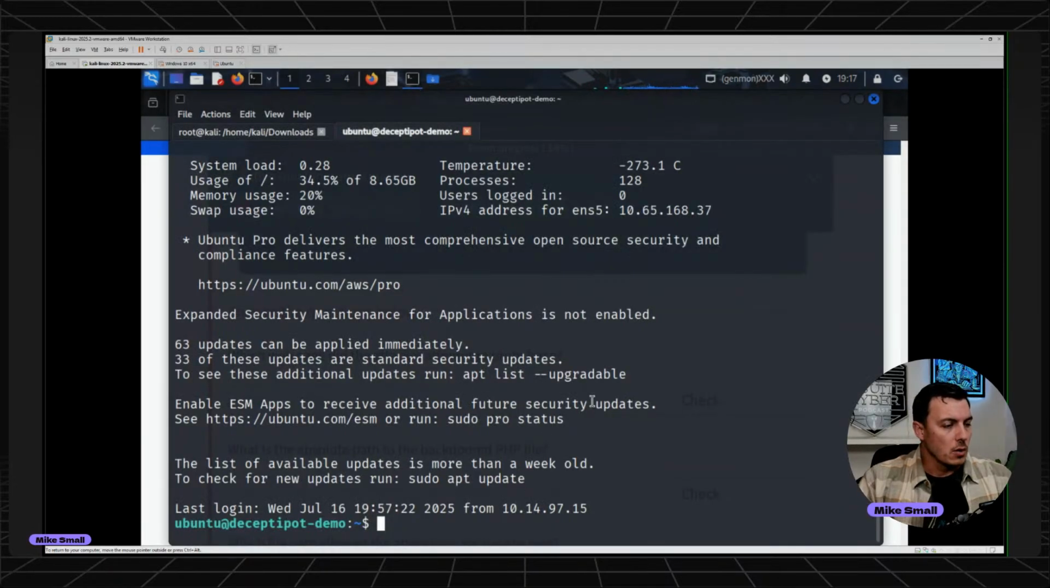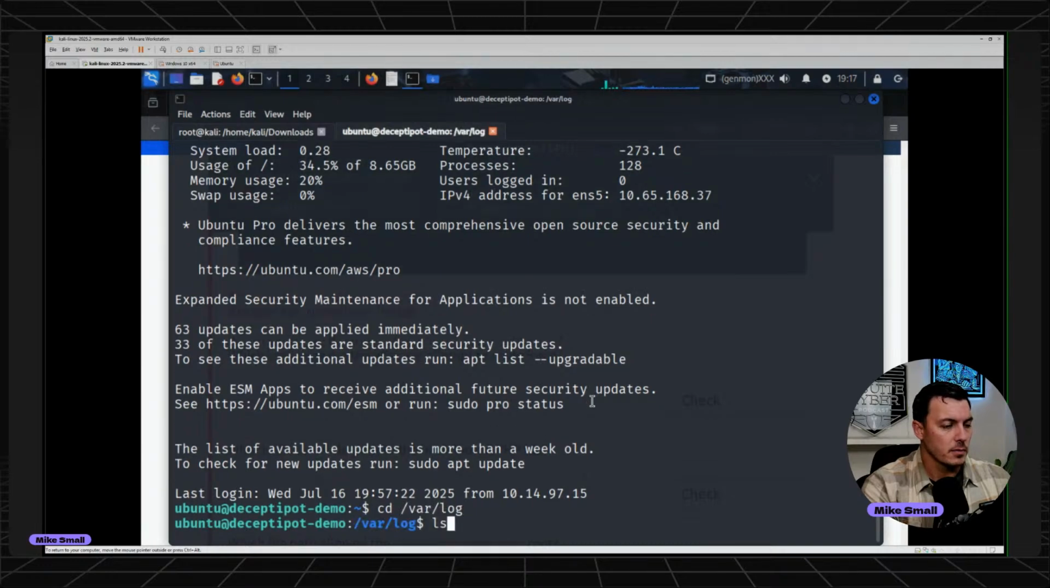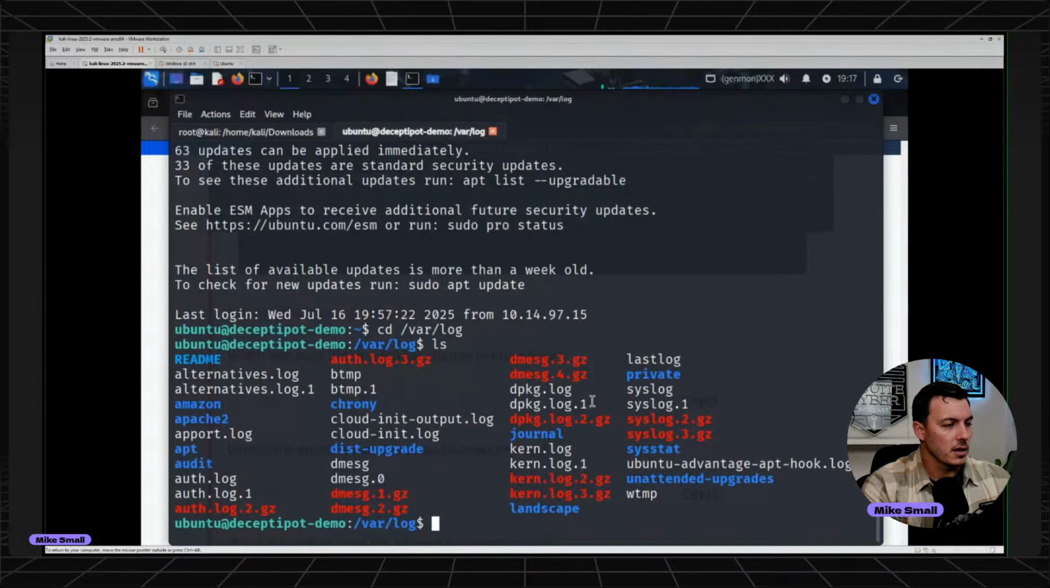All right, so the question is, where would these logs live? If anyone's familiar with Linux, you should pretty much know they live in var, right? So we'll cd /var/log. And we can look in here and see all kinds of logs. Now, these aren't only the web application logs. These are all the logs for this host. Now, we don't want to look at all of these, right?